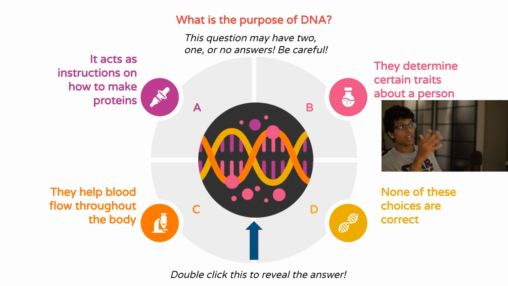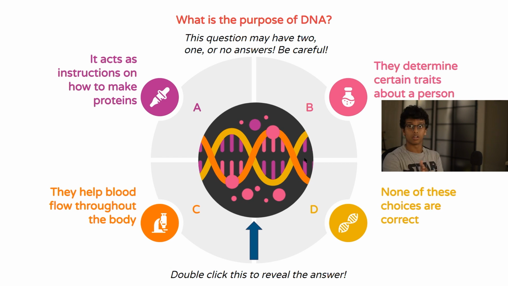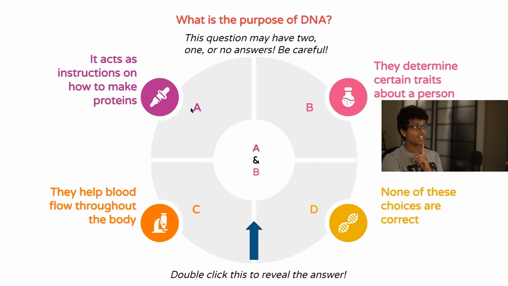Alright, third question. This may have two answers, may have one answer, may have no answer. I don't know. But what is the purpose of DNA? Pretty fundamental question. I hope you guys get this right. Alright, so hopefully you have your answers locked in. It is A and B. It acts as instructions on how to make proteins, and it may determine some certain traits about a person. It doesn't help blood flow throughout the body directly. Maybe it can determine how your cells do it, but it doesn't play that big of a role, at least not for this question.